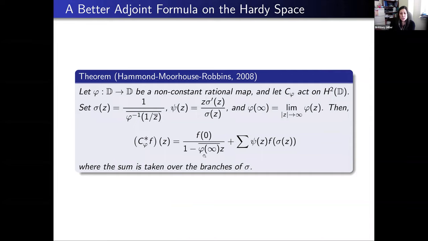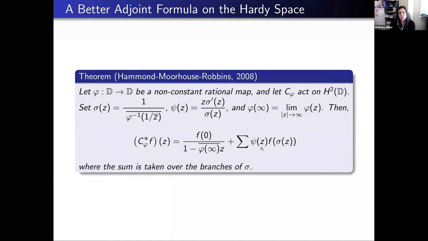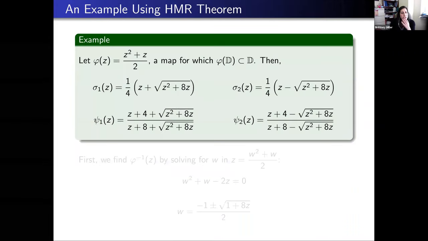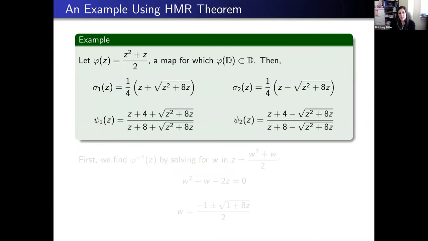that has to do with, again, the value of phi at infinity, and then also this sort of invertibility property of phi as well. And we'll notice that if phi is not one-to-one, then sigma, in fact, is multi-valued. And so this sum that we're taking here is over the different branches of sigma that come again from the inverse of phi. So if we take a look at this example, again, with perhaps not what might look like too complicated a phi: if we have 1/2 times the quantity z squared plus z, this is a map of the disk to itself. And we do this computation for sigma and for psi.